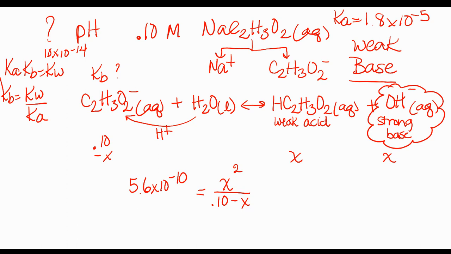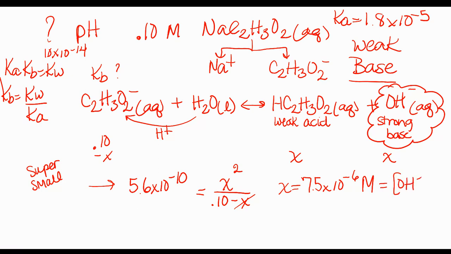Now that is super small. So small that for sure we're going to ignore x on that bottom. And then the calculation definitely simplifies. So you're going to take the 5.6 times 10 to the negative 10 times 0.1. And then we're going to take the square root of that. And I'm going to get 7.5 times 10 to the negative 6 molar. That's the hydroxide ion concentration, because this is basic.